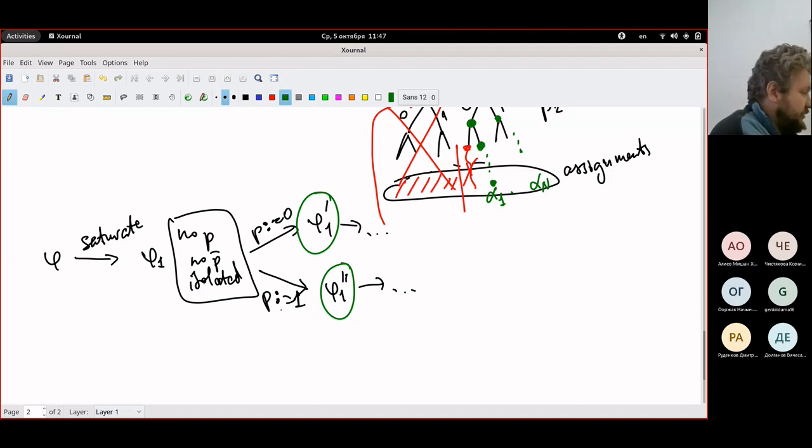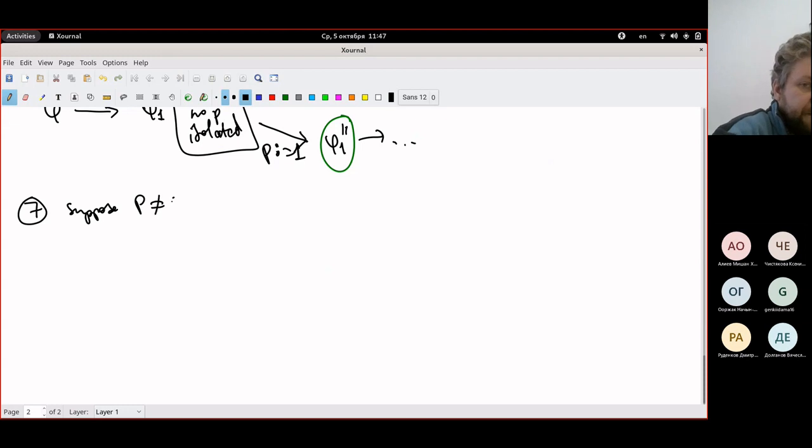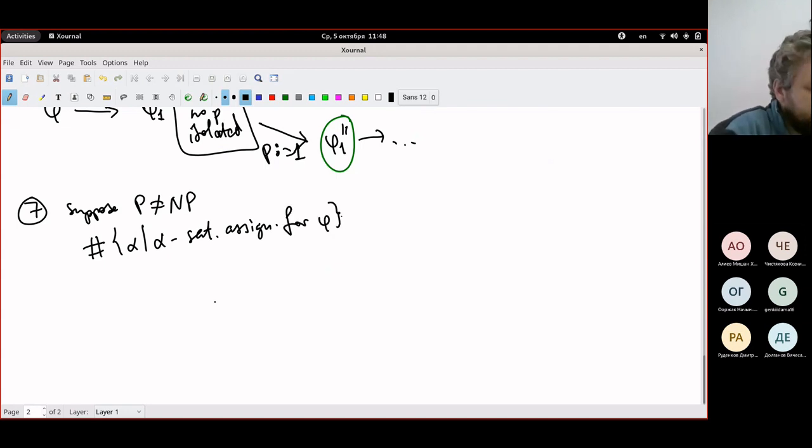Yes. Okay, great. So now let's try 7 and we're done with this session. Or you want to take 7 for another week? It's up to you. I will formulate it on the screen while you are thinking. So 7. Suppose P is not equal to NP, and we are talking about the following decision problem: the number of alpha such that alpha is a satisfying assignment for phi is greater or equal to 2.